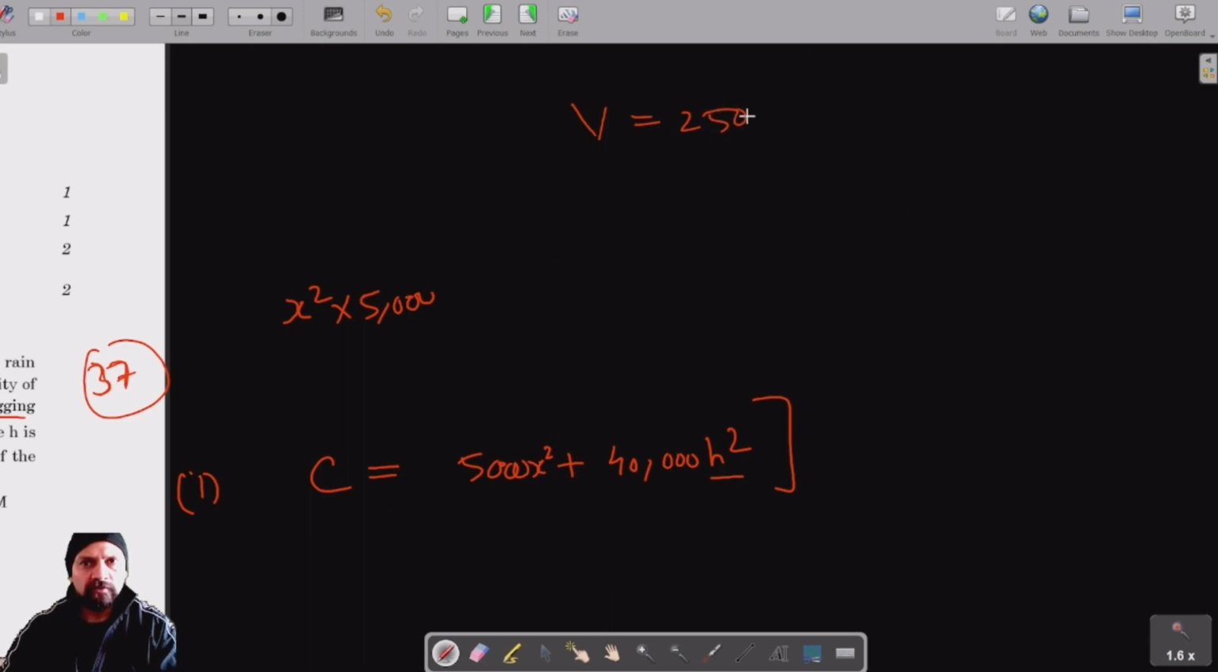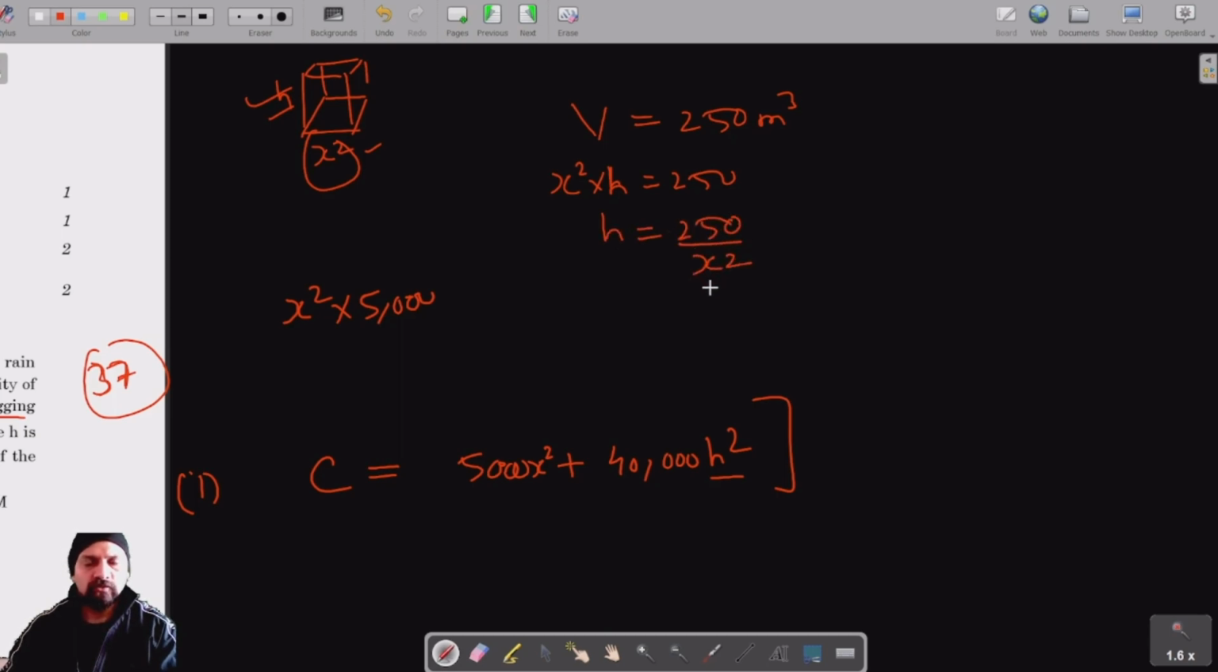So the volume is 250 meter cube. This is a tank with a square base, and the area is x square, height is h. So the volume is x square into h. This is the tank with the base x square and height h. So x square into h is equal to 250, which gives me h is equal to 250 by x square.